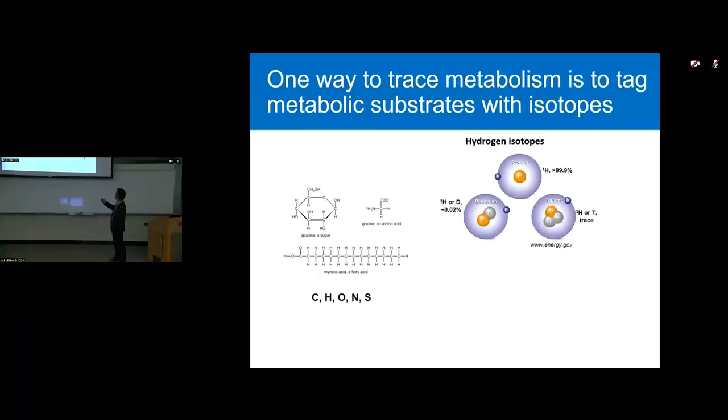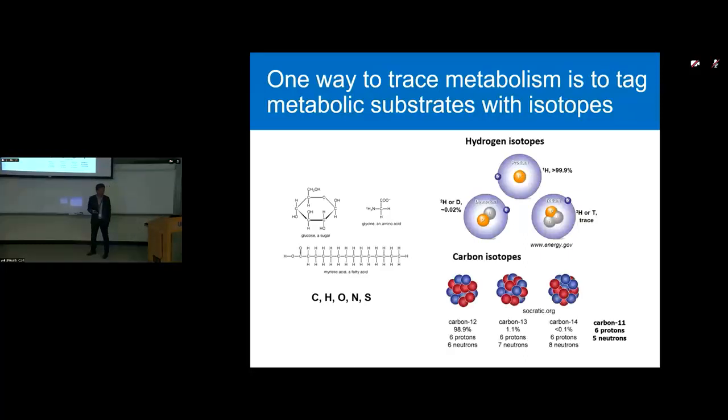The one is the hydrogen proton and then deuterium that I mentioned earlier. In carbon, there are 3 naturally occurring isotopes. The majority is carbon-12, and then you also have carbon-13.